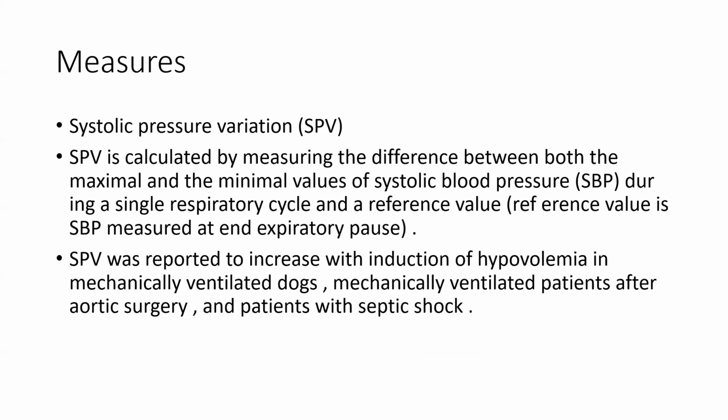So how to measure fluid responsiveness? The first variable is systolic pressure variation. Systolic pressure variation is calculated by measuring the difference between both the maximum and the minimum values of systolic blood pressure during a single respiratory cycle and the reference value. The reference value is the systolic blood pressure measured at the end-expiratory pause.